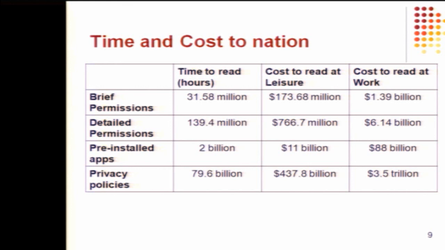For the downloads, we extend the 52% market share of the US in the Android market to get the downloads, which is about 5.88 billion. And with that, we have brief permissions requiring about 31.58 million, detailed permissions requiring 139.4 million, pre-installed apps 2 billion, and privacy policies, being the longest, require about 17.6 billion. So the magnitude is quite significant.